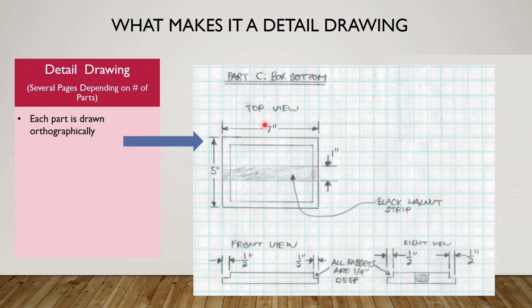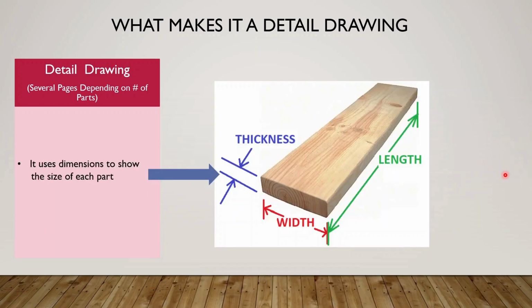Again, regardless of how many detailed drawings you do, it's always arranged orthographically. If you forgot how to draw things orthographically, I recommend you check the very first video in the series. Also, all of your detailed drawings, at the very least, must use dimensions to tell the reader about the length, the width, and the thickness of each part. Before we move on, let's pause and talk about dimensions. How do you use dimensions to show the size of each part?